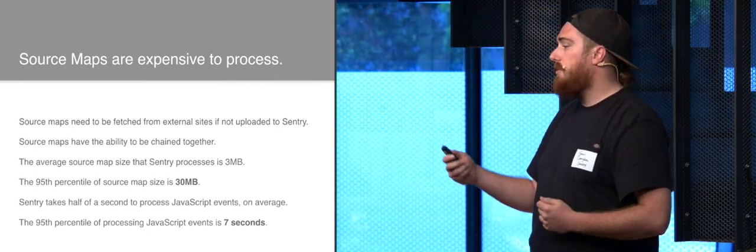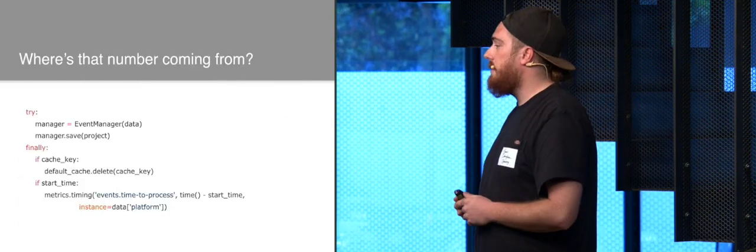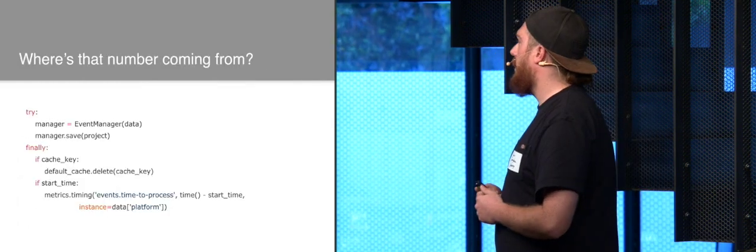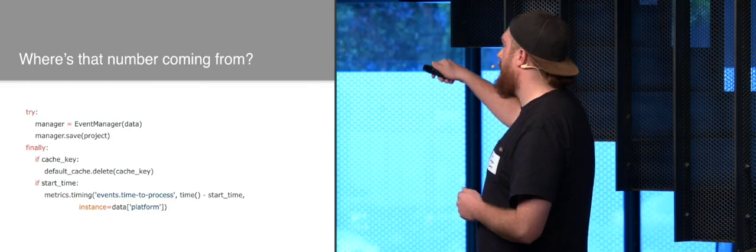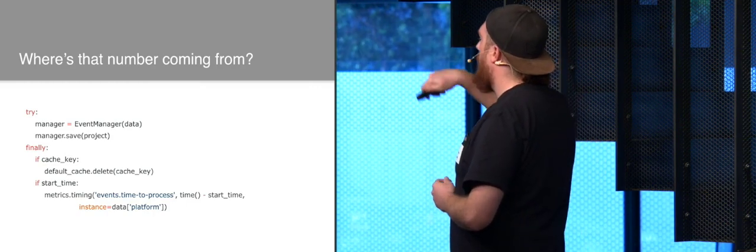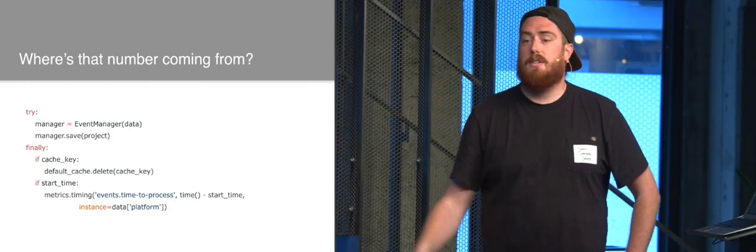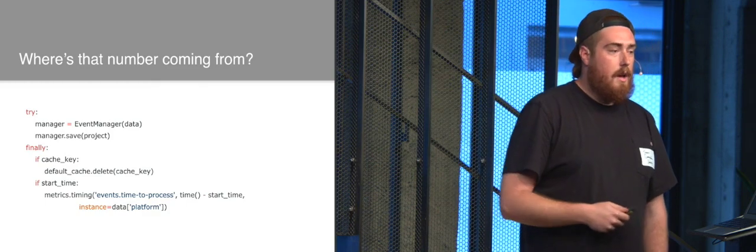And then my next follow-up question is, how did I get that? Where's that number coming from? And this is the first part of our application level metrics: at the end of my store.py, I have event.time to process. I give it which platform it's on, and I ship that out.